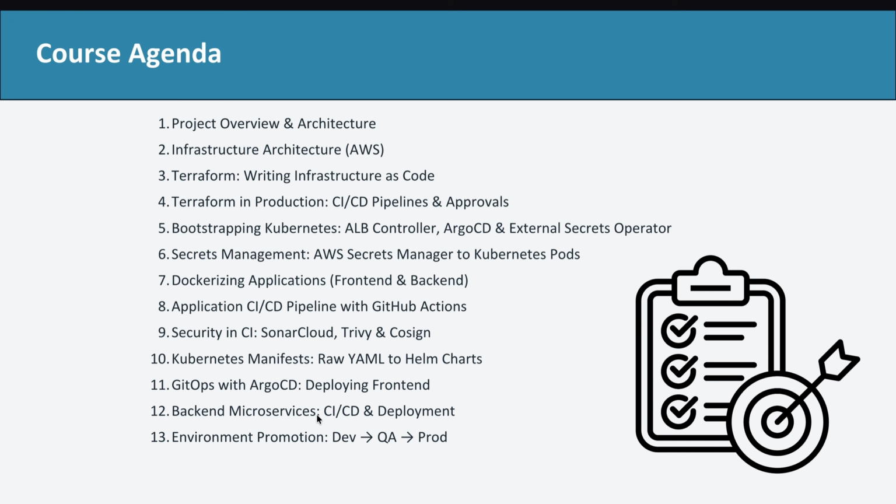Next, backend microservices. Then we are going to deploy 8 backend microservices. Again, over here for CI, we use GitHub Actions, and for CD, Argo CD. And environment promotion, once this is done, how dev to QA, QA to production, the environment promotion happens. These are high-level topics which we are going to discuss as part of this course or project.